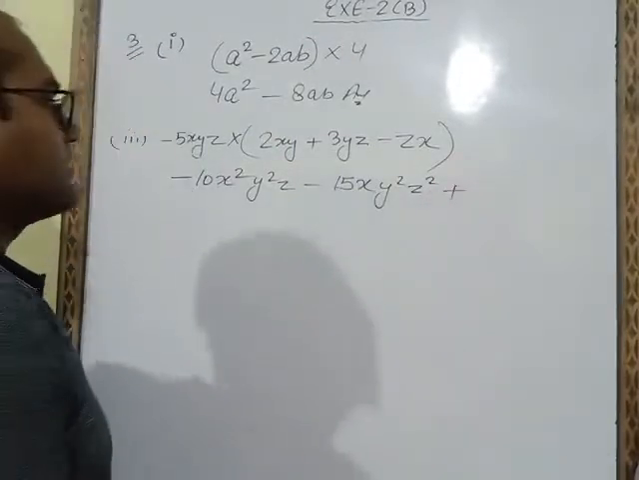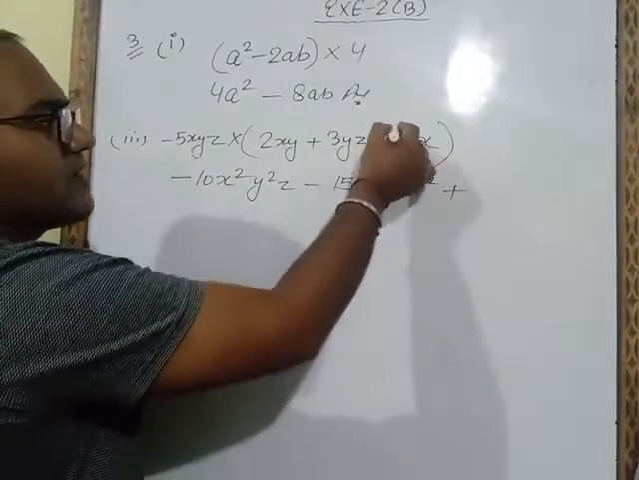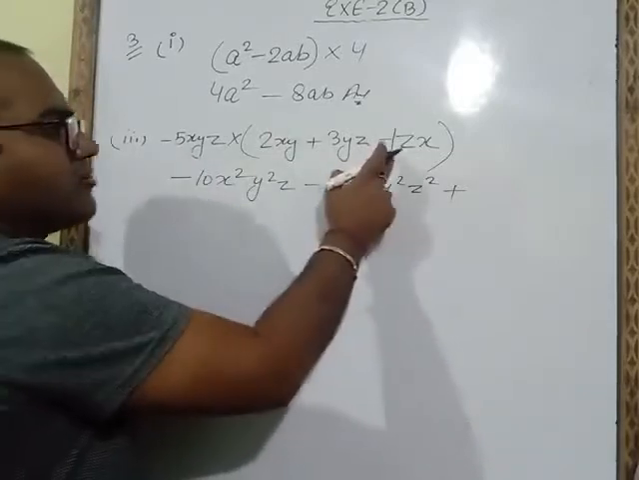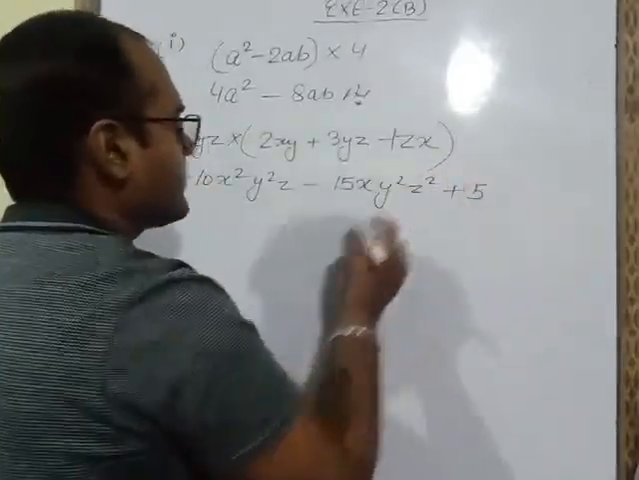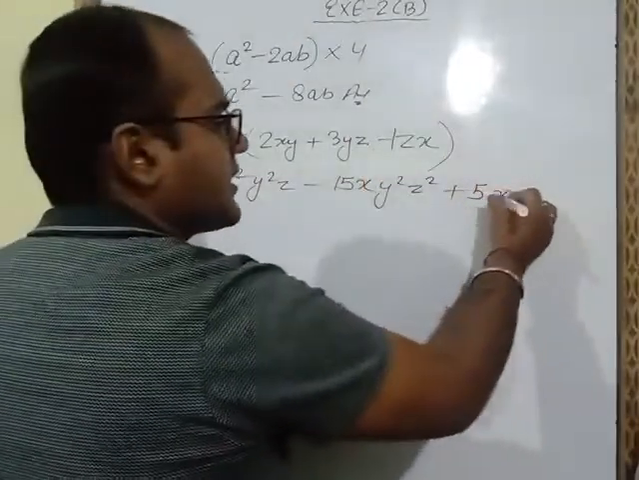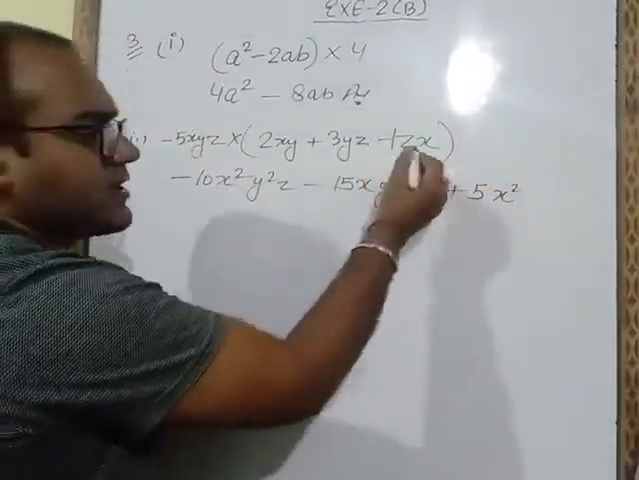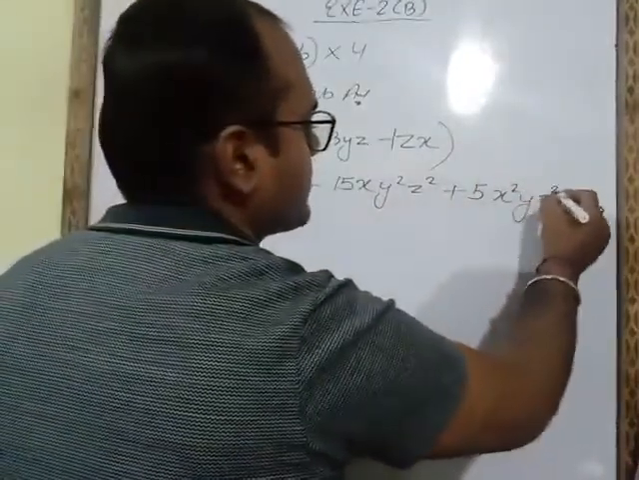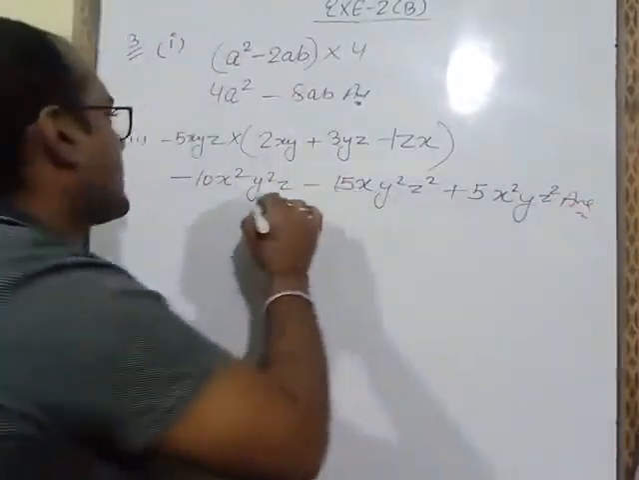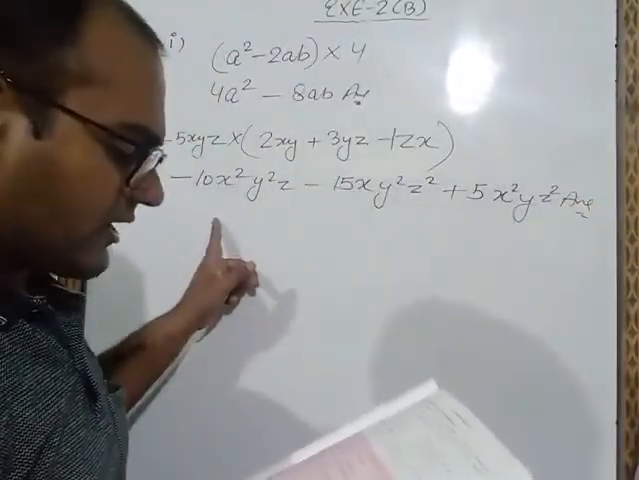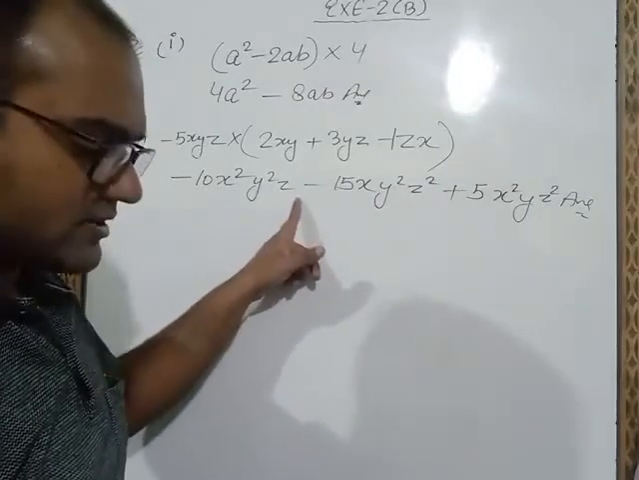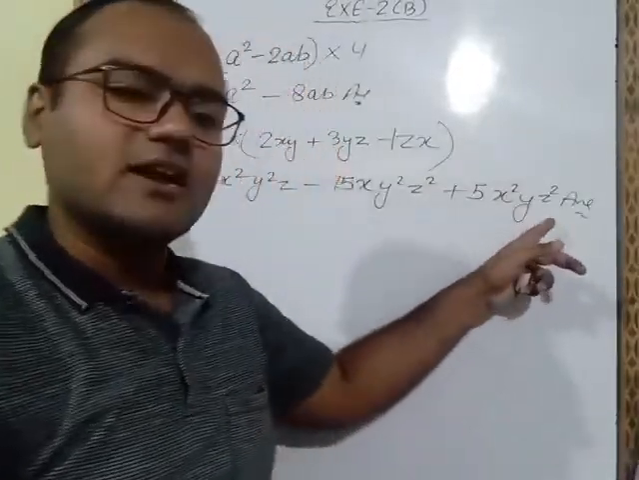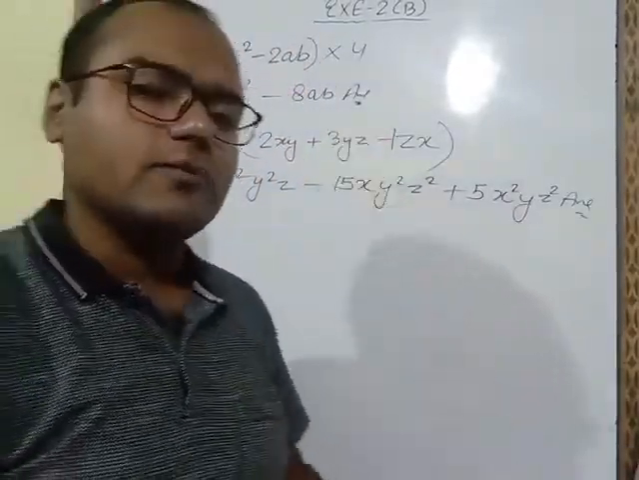Now we have to multiply the numbers. This number is 5. On the left hand side of this z x, no number is written, so we will take 1. 5 into 1, 5. X into x, x square. Y, but here y is not there, so a single y we will write. Z into z will become z square. So the final answer of this third part is minus 10 x square y square z minus 15 x y square z square plus 5 x square y z square. So like this you have to do question number third.